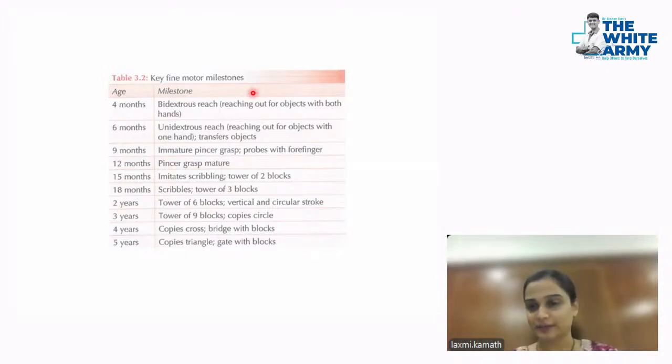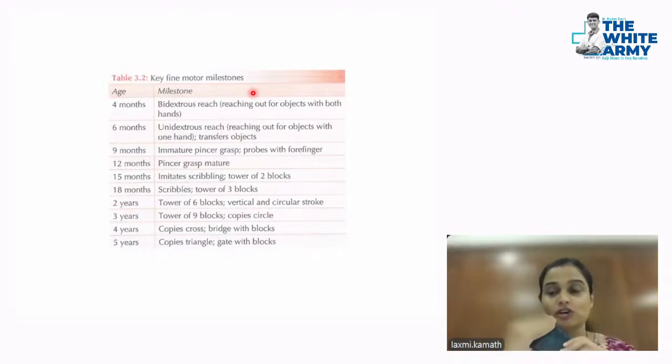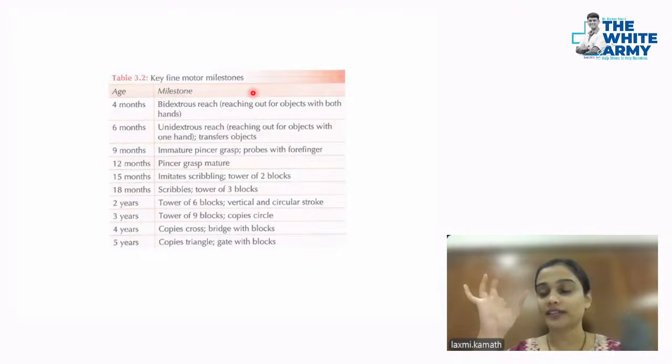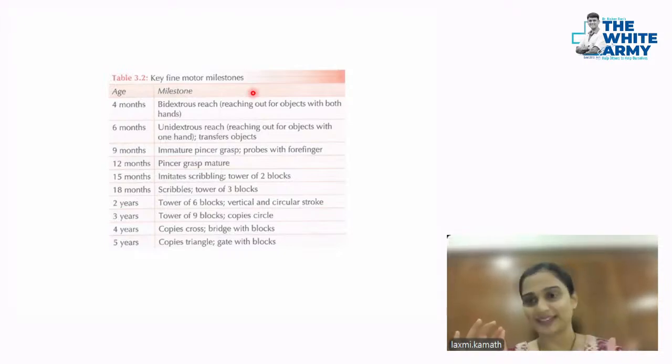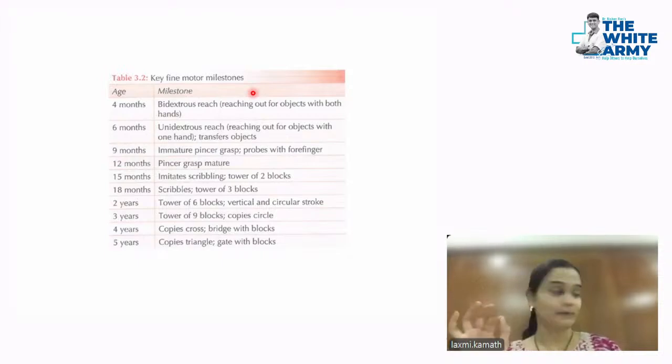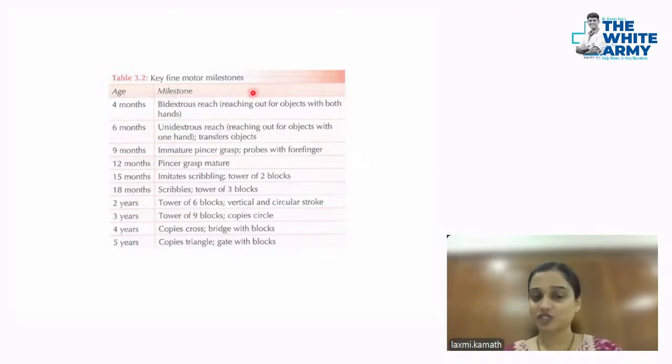So between 6 to 9 months, the immature pincer grasp develops. Immature pincer grasp means whenever any object is given, the child will try to hold it with the ulnar aspect first. So with the ulnar aspect, using all the fingers when the child holds, it is called an immature pincer grasp. Then it slowly matures so that it holds using only 2 fingers, that is thumb and index finger, which is called a mature pincer grasp. Now, the mature pincer grasp comes around 1 year of age. So by 1 year of age, the child will be able to hold any pen or pencil using only 2 fingers. So that is a mature pincer grasp.